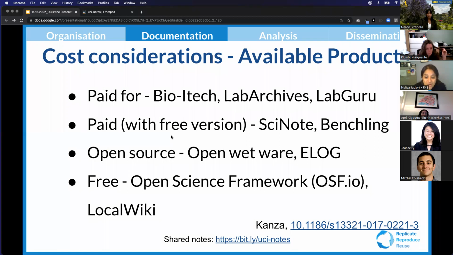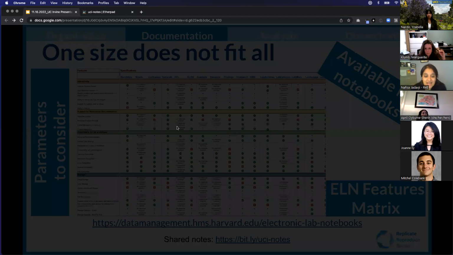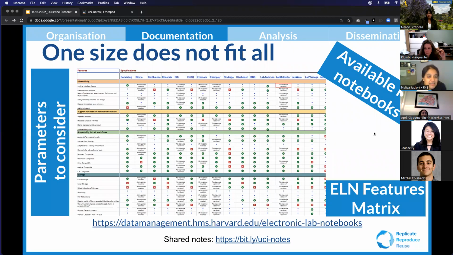But there is this great resource that's been compiled at Harvard University. Next slide. It is a Google Sheet where you can see all the different electronic lab notebooks, and the different components each lab notebook has. And it's really well organized. So if this is something that you want to get involved with or incorporate in your research, this is a great resource in terms of the different features that are involved for each lab notebook.